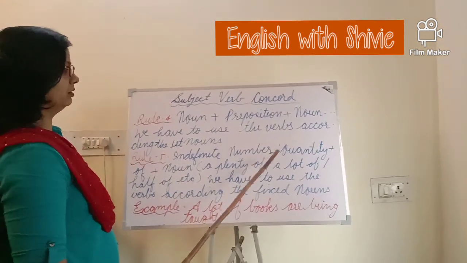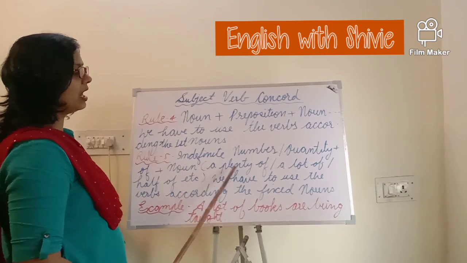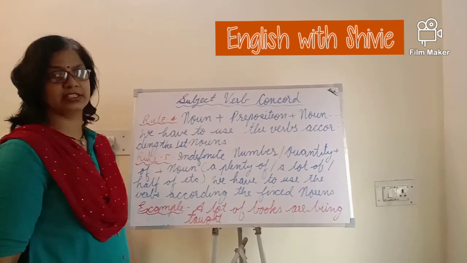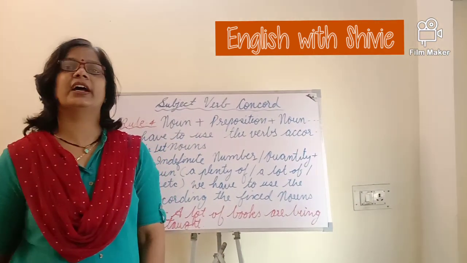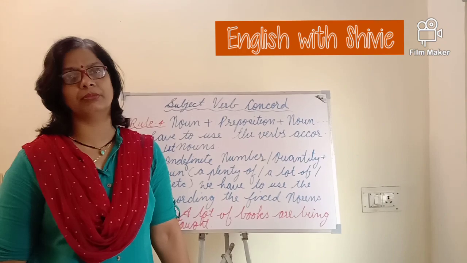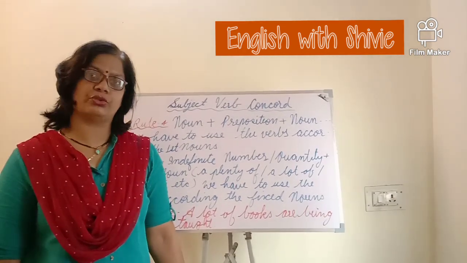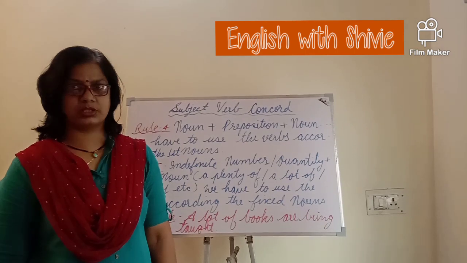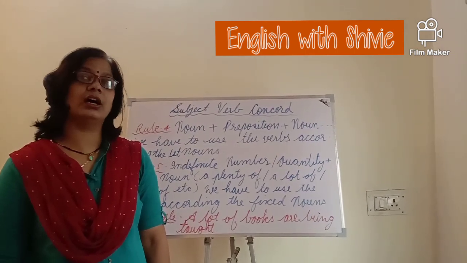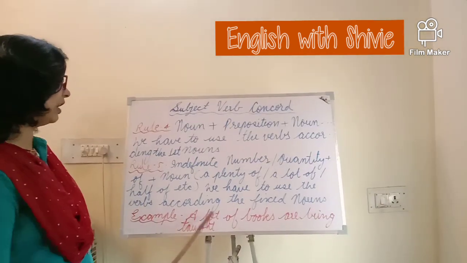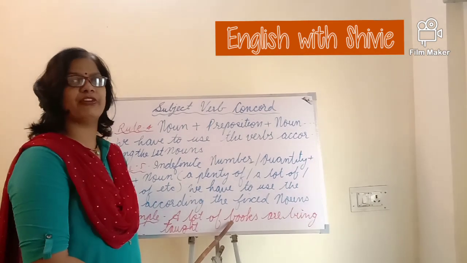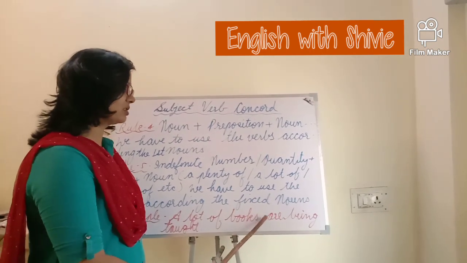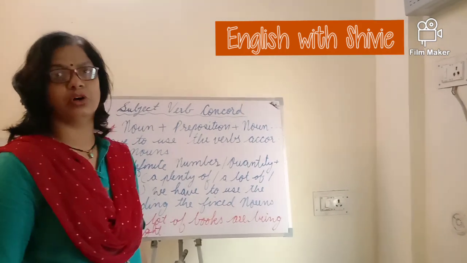Next rule, indefinite number, quantity of plus noun, like a plenty of, a lot of, half of, etc. We have to use the verbs according to the fixed noun. It means if the sentence has indefinite numbers, like a plenty of, the large number of, a lot of, this is called indefinite numbers. If indefinite numbers are there with the nouns, then we will give the verbs according to the fixed nouns. See the example. A lot of books are being taught. Books is the fixed noun. A lot of does not tell how much, and books are there. So according to the books, the fixed noun, we have used the verb.